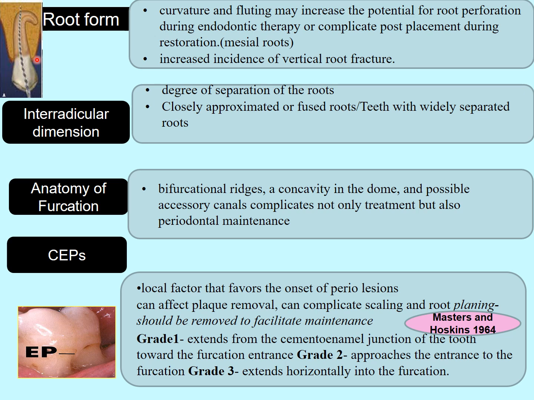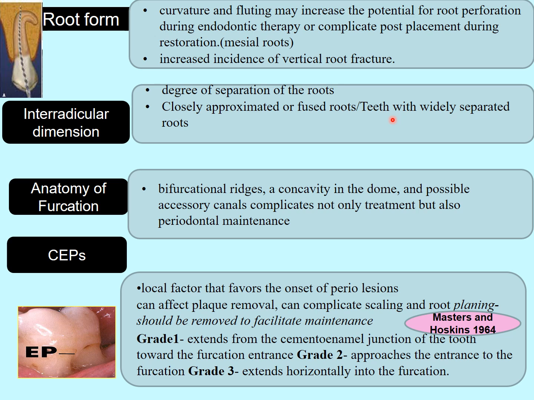If furcation involvement is there, the prognosis will also depend on root forms. Then coming to the interradicular dimension, as we said before, that is the degree of separation of roots. In the diagram we have seen different types of anatomical factors. Roots can be fused or not fused, and the space can be wider or too close. Closely approximated or fused roots will have a poorer prognosis because accessibility and maintenance will be very less, whereas with widely separated roots, treatment and maintenance are very easy.